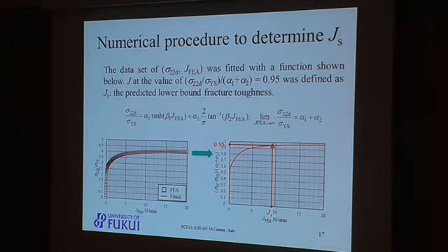Considering the fact that there is not a definite method to determine the converged value of sigma 2d, here we applied the following method. First, the data set of sigma 2d and JFEA was fitted with a function shown here. Then, the J at the value of normalized sigma 2d over the converged value of alpha 1 plus alpha 2 equal to 0.95 was defined as JS, the predicted lower bound fracture toughness.